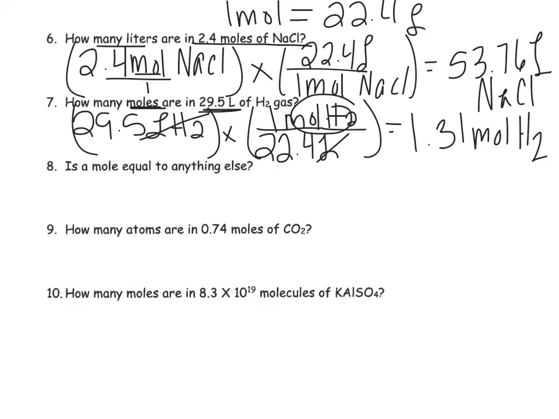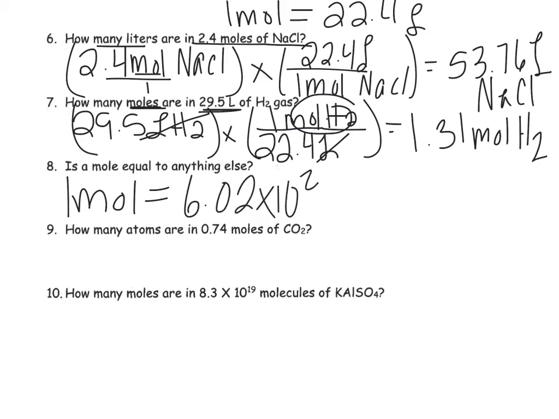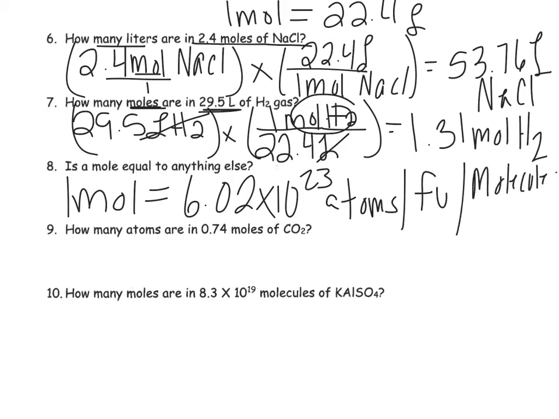Is a mole equal to anything else? Well, yes, 1 mole is also equal to 6.02 times 10 to the 23rd, Avogadro's number. This is also referred to as atoms, or FU, formula units. You'll also see it as molecules, particles. When I write it out on the board, I usually just use atoms because it's a little shorter. Now, in using this conversion, you're going to have to use scientific notation on your calculator.